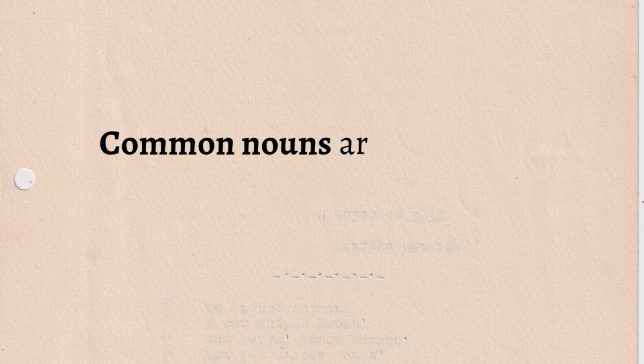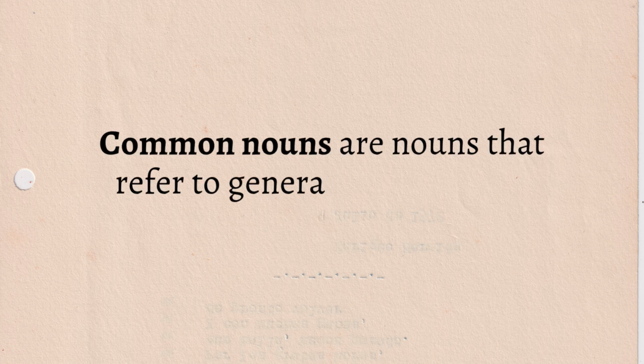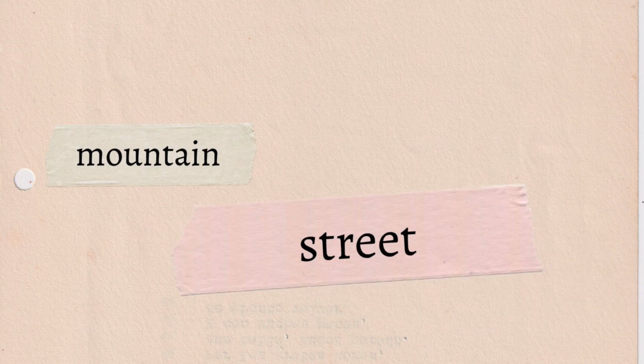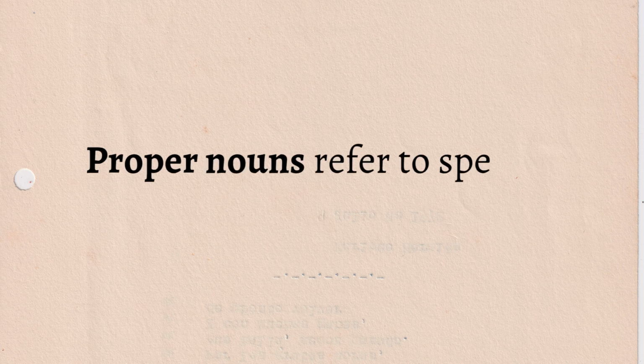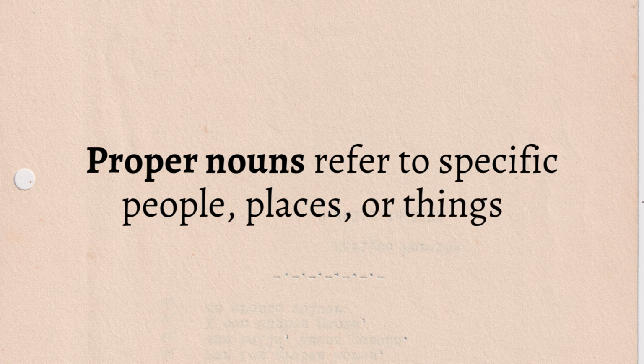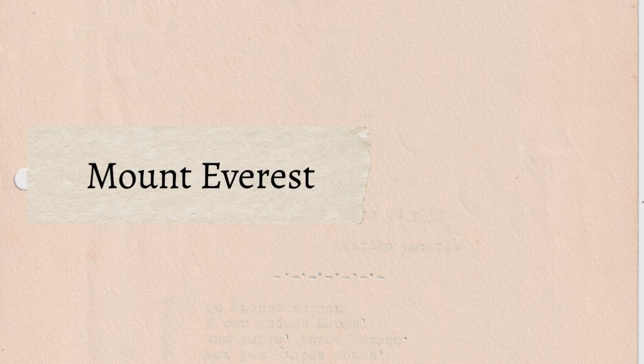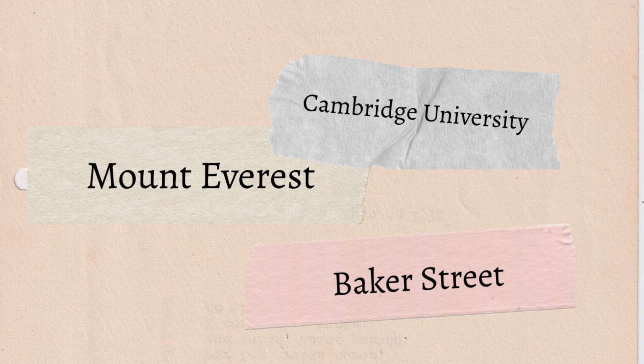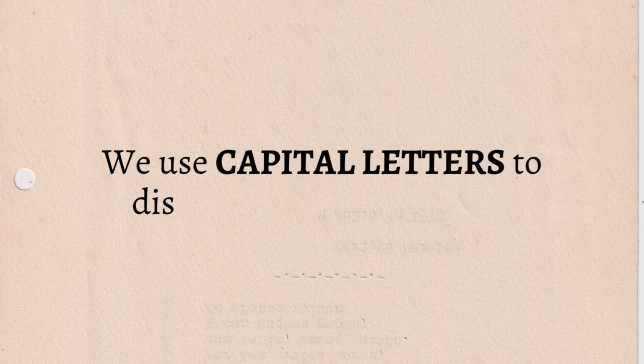Common nouns are nouns that refer to general, non-specific people, places, or things. Nouns like mountain, street, or university. Proper nouns refer to specific people, places, or things, such as Mount Everest, Baker Street, or Cambridge University. In written English, we use capital letters to distinguish proper nouns. For example, Prime Minister Margaret Thatcher.